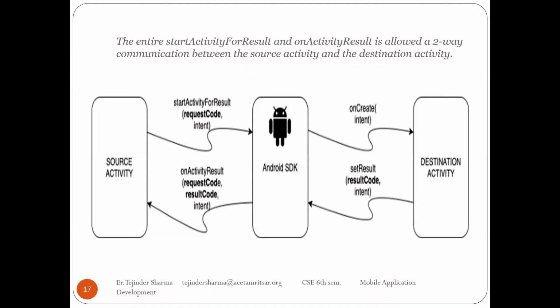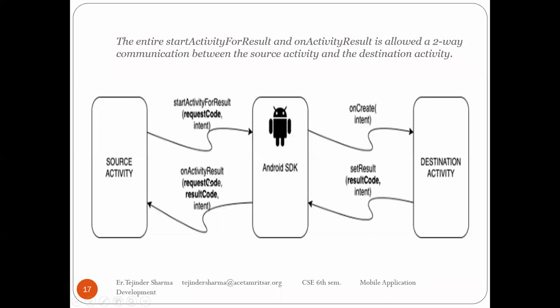Then this is sent to the Android SDK system. It checks which activity the source activity is looking for the result from. So it will locate the destination activity and then come back with setResult, which has the result code and the intent. It comes back to the Android SDK where your request code was. It appends the request code and result code and then sends the data back to the source activity.